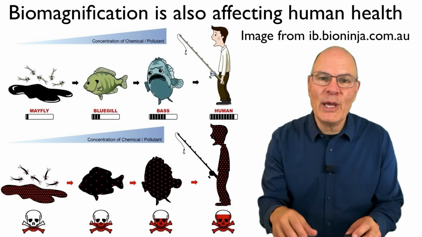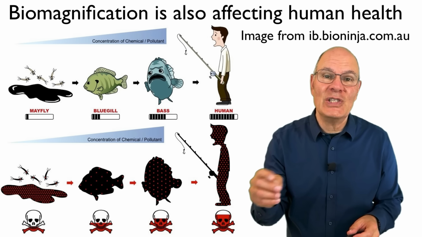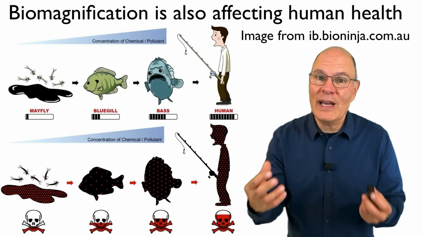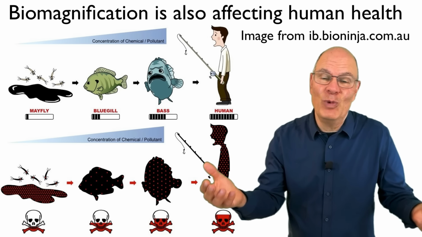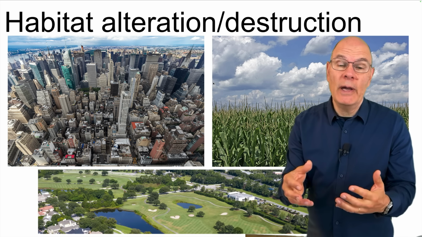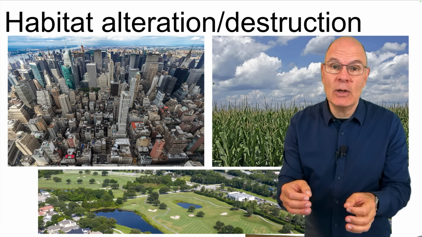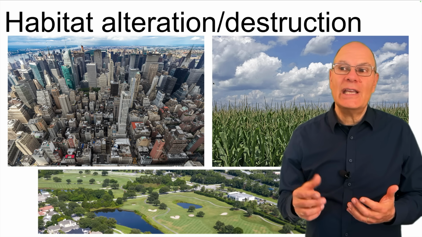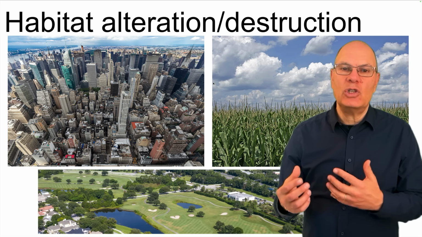However, I don't want you to think that biomagnification is something that just affects bald eagles. It affects human beings as well, since we are top-level consumers. Now let's talk about 5 more ways in which humans are impacting ecosystems and causing biodiversity losses. First thing is habitat alteration and destruction.